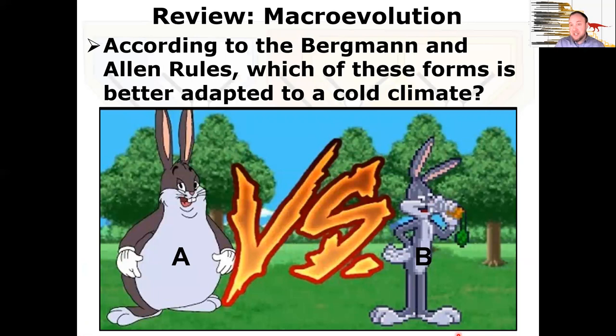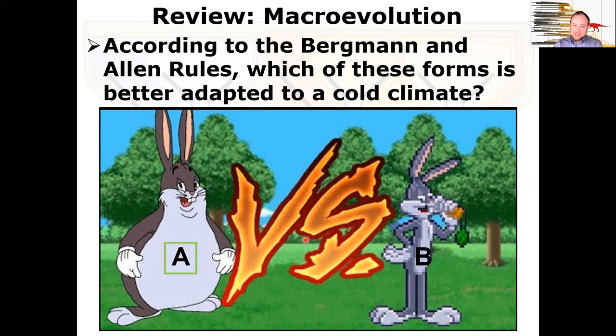So we also talked about some evolutionary changes. Like if a population gets isolated and separated, how they'll start adapting to their environment. According to the Bergmann and Allen rules, which of these forms is better adapted to a cold climate? Let's say they started out very similar to each other, a common shared population, and then there was some splitting event where one portion of the population was isolated in a colder climate, one portion was isolated in a warmer climate. Which adaptations here, which traits would be favored in a cold climate? So take a look.